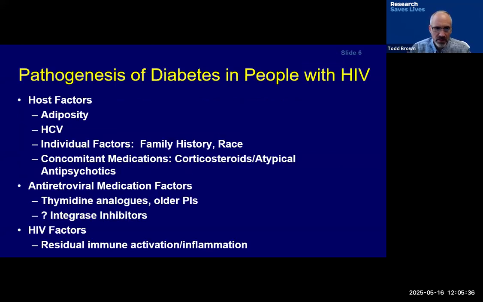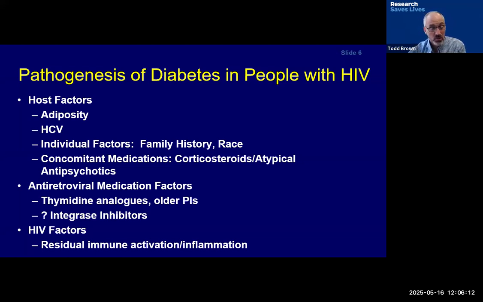So not too much about the pathogenesis, but it's worth talking about what's different in people with HIV. Host factors are super important. Obviously adiposity drives the epidemic of diabetes that we have here in the US and around the world, so the increase in adiposity. There are other factors, of course, that may play a role. Untreated hepatitis C may play a role, a relatively small one, but one nonetheless that can be reversed with cure. Individual factors, of course, play a role, and concomitant medications.